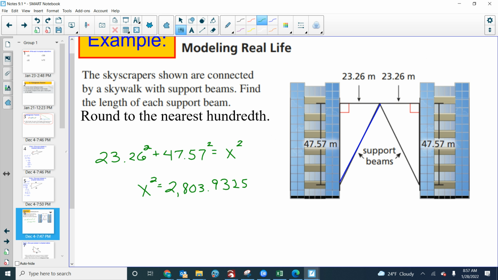I literally typed in 23.26 squared. I didn't hit enter. Plus 47.57 squared. And then I hit enter. Have you ever done that before? And then have you kept that and not touched anything? Second, square root, like second, hit the square button and then second answer. Have you done that before? Yeah. Okay.